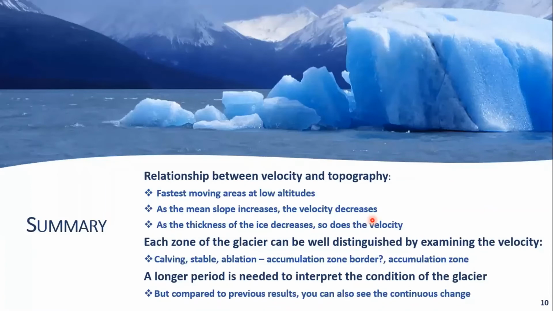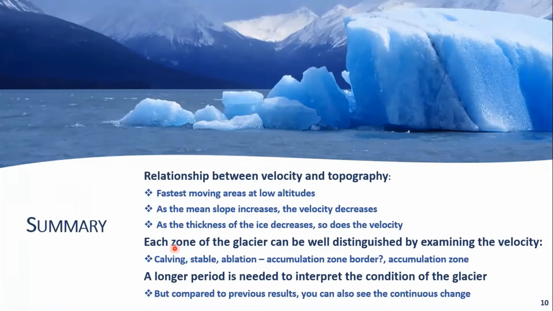And some summary, the relationship between the velocity and the topography. The fastest moving areas are at low altitudes, but this is not a big surprise, because at low altitudes the temperature is higher as well. And we saw that as the mean slope increases, the velocity decreases. This was a really interesting phenomenon. And we also saw that as the thickness of the ice decreases, the velocity also decreases. This is also interesting information about the glacier.